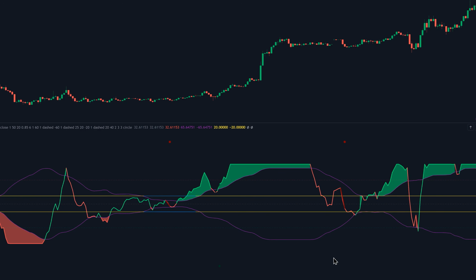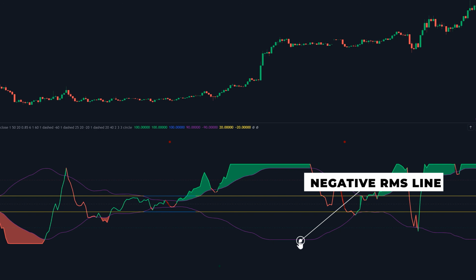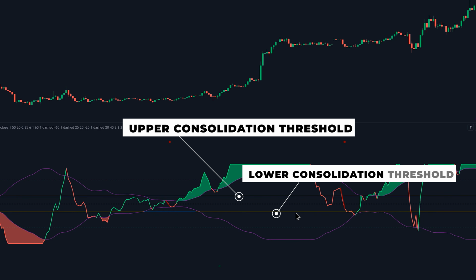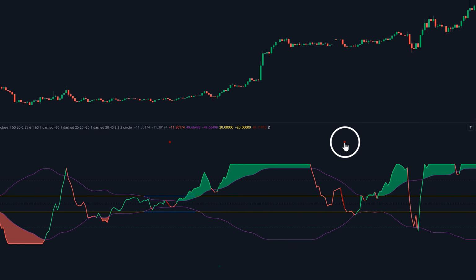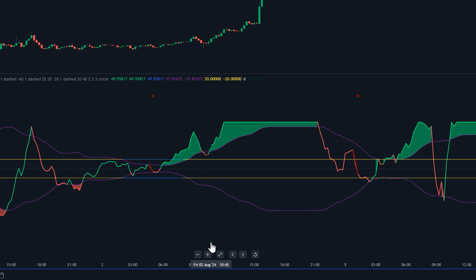Next, we have these pink lines at the top and bottom of this indicator window. The one at the top is the positive RMS line. The one at the bottom is the negative RMS line. And then we have the upper consolidation threshold and the lower consolidation threshold. This red dot is the bearish divergence dot, and it's going to be used to indicate instances where there is a price divergence. And then we have the bullish divergence dot. This is going to be used to indicate instances on the price where there is a bullish divergence.